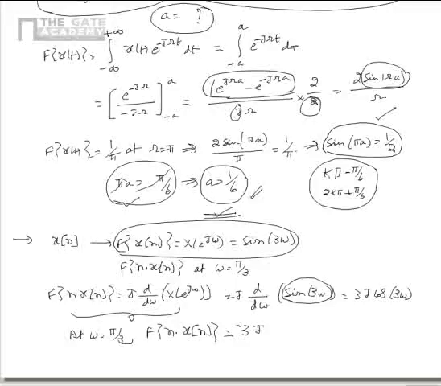Sorry, minus 3j, because at omega equal to pi by 3, cos 3 omega is minus 1. So the value of the Fourier transform of n times x of n at omega equal to pi by 3 is minus 3j. So the required value of the Fourier transform of n times x of n is minus 3j.